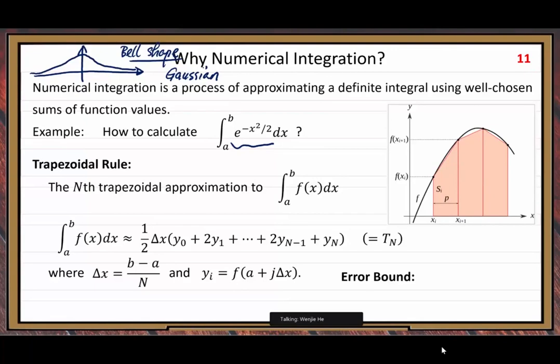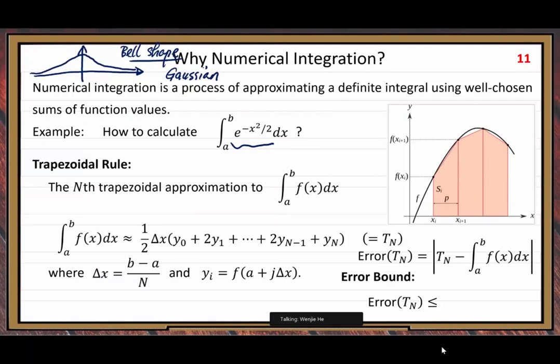Now we need to consider the error. How large is the error term? First, we need to define the error. How to represent the error? What's the definition of the error for this Tn? We know these two expressions are different, they have different values. So for the error, we take the subtraction and the absolute value. That's the definition of the error.